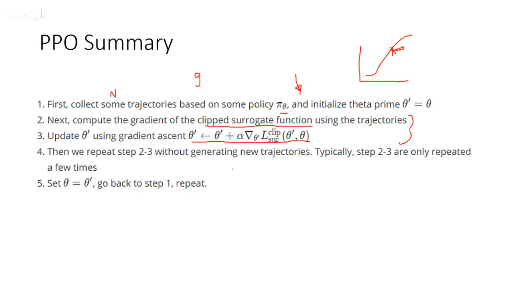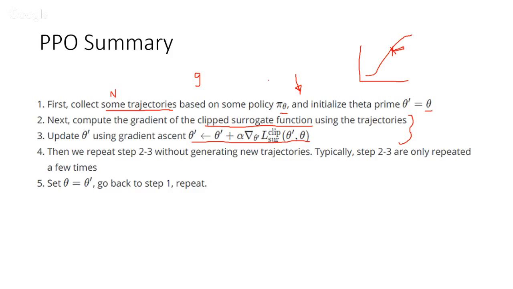So the whole point of clipping is only limited to these two steps and the same trajectories. Given the same trajectories and theta, we update from theta to theta prime by clipping the objective function. Then we collect new trajectories. Again, we clip the objective function, and again we update from theta prime to theta double prime.